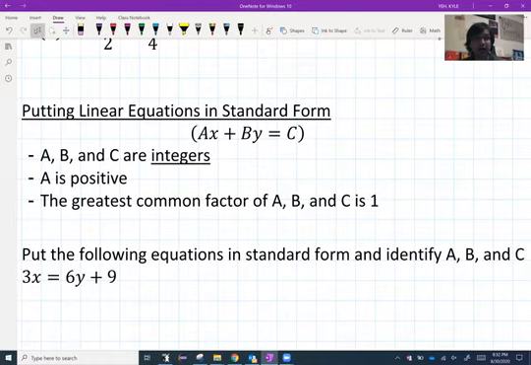In addition to that, a has to be positive. We want a positive number of x's. So if that means just adding it to the other side and kind of flipping things around, that's what we do. But we always want our x's to be positive.